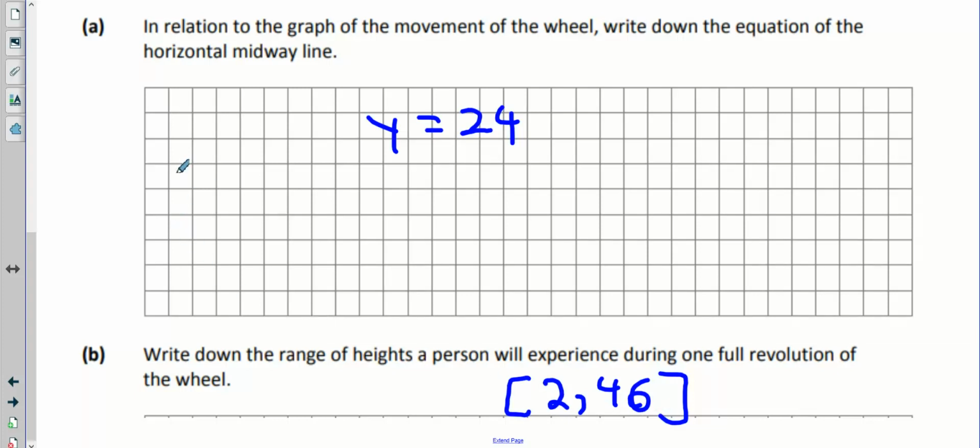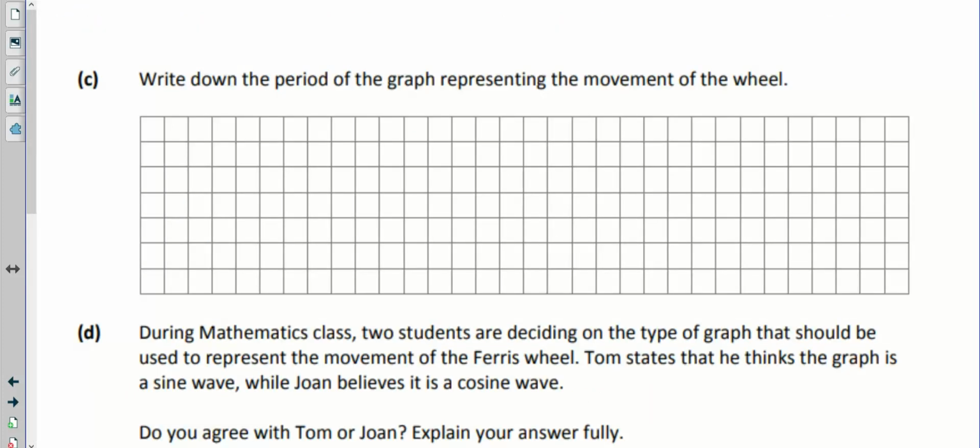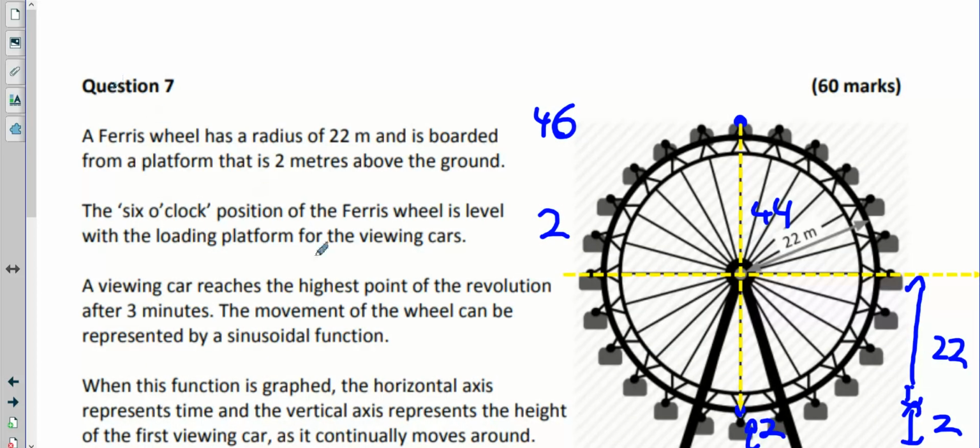Okay. Part 3. Write down the period. Lads, what does it tell us about one revolution? Half a revolution takes place in 3 minutes. How do I know that? You start at the bottom, don't you? What happens then? You come all the way up, and that takes 3 minutes. Double that time. What happens when you double that time? 6. Period equals 6.